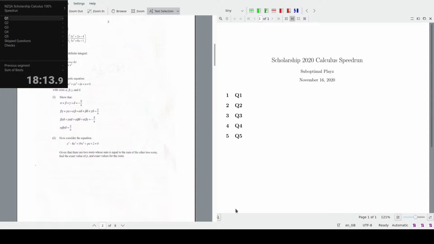That's 17 minutes on question 1, but I still haven't done that integration one though, so I'll have to come back to it later.